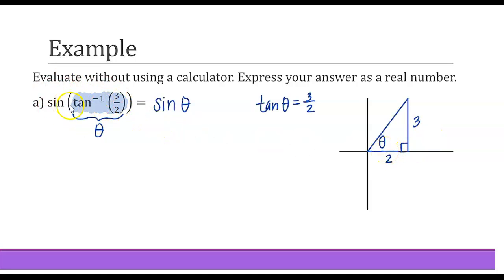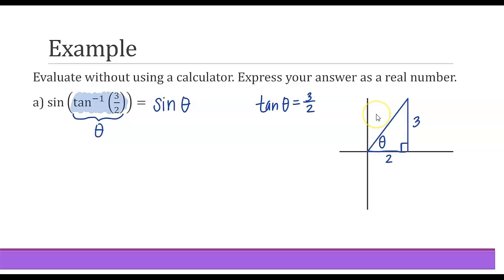So this original problem here was asking us to find sine of some angle. Well, we couldn't find that angle exactly, but we could draw a triangle regarding that angle, and now let's find sine of theta. Remember, sine is opposite over hypotenuse, so if I can find this hypotenuse right now, I can find sine of theta without ever having found theta exactly itself.